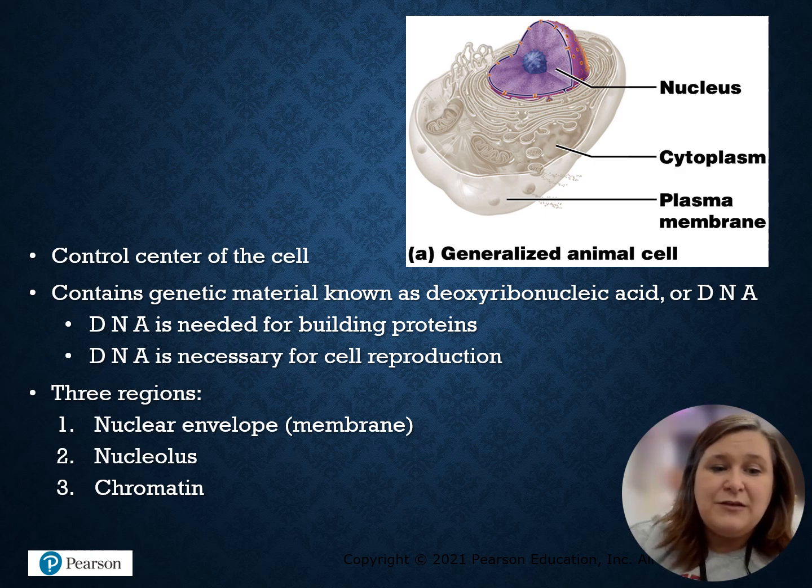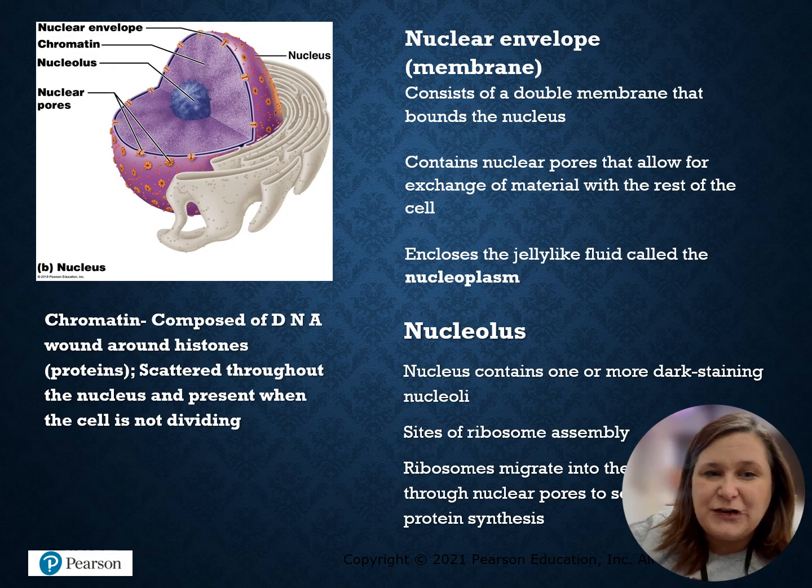There are going to be three important regions. The nuclear envelope, which is going to be this area surrounding the outside of the nucleus, the nucleolus, which is this darker inner area, and then chromatin, which are these little threads that are going throughout, and that is going to be where our DNA is actually living.